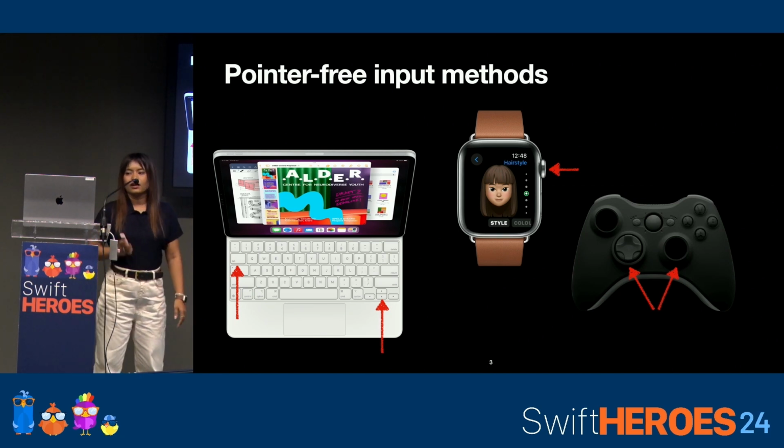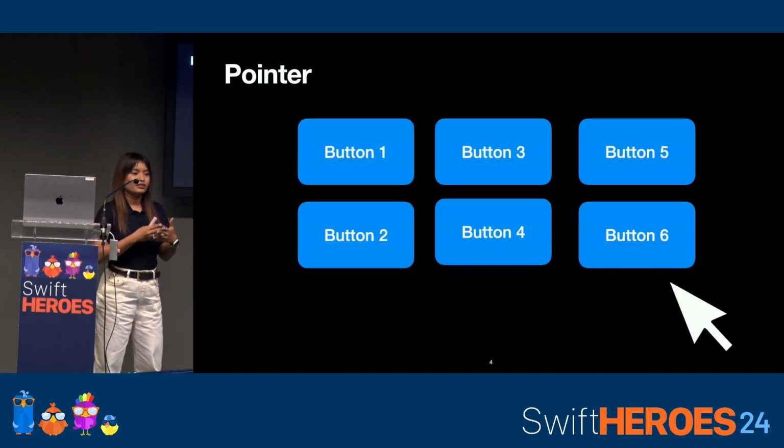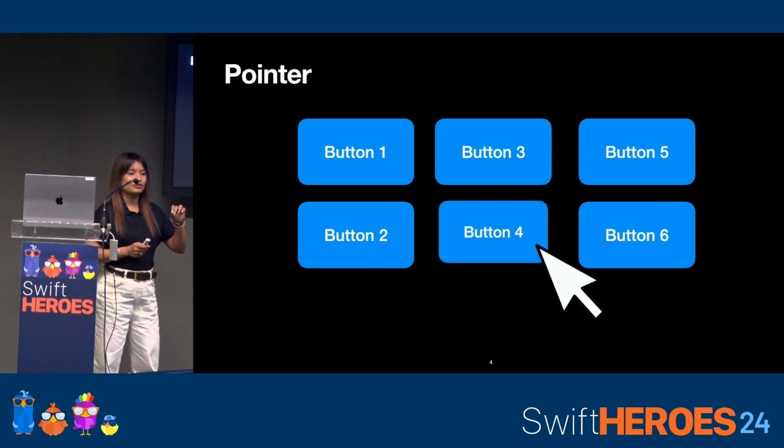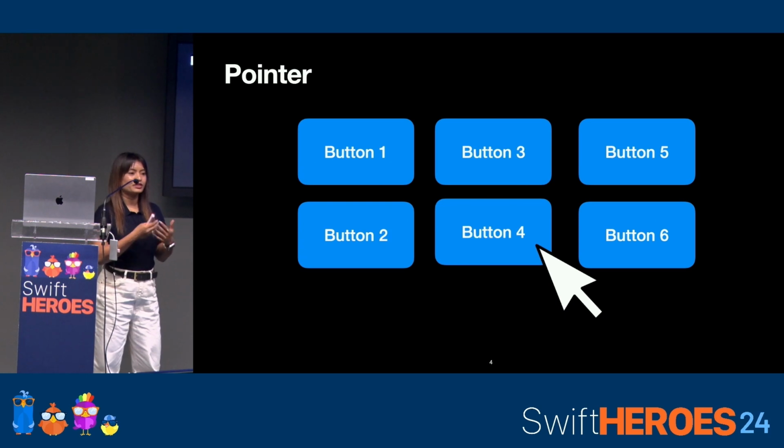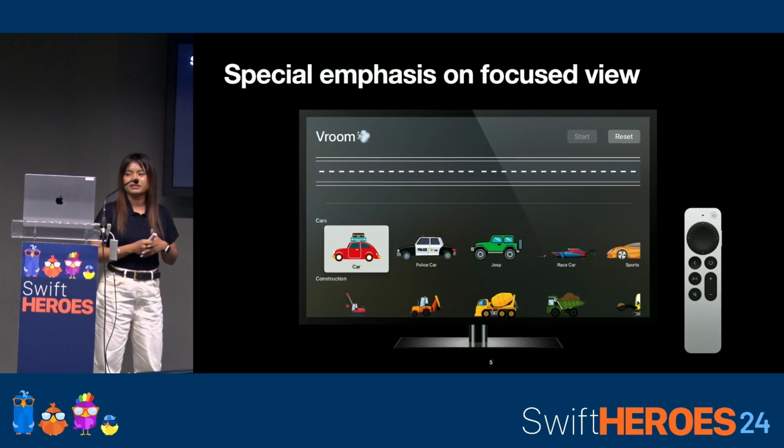or you could use your game controller to control your TVs. And when you actually use a pointer, the coordinates of that pointer are used by the operating system to determine which part of the app you're interacting with. But when you don't have that, focus is the missing piece that helps there.